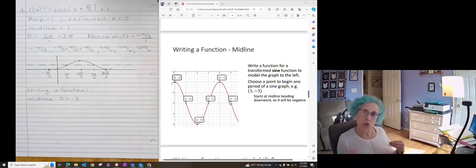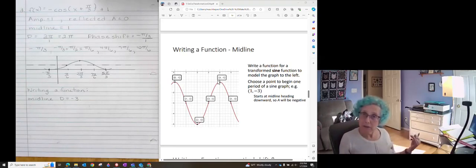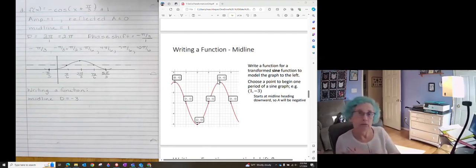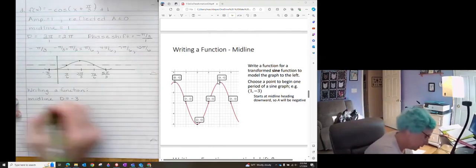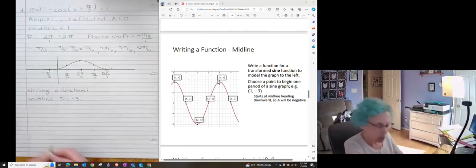Now, we also know that our A is going to be negative because from 1, -3, we're decreasing. If I had chosen my starting point as 3, -3, then I would have a positive A because I would be increasing. So you always have choices here. But I'm going to follow the PowerPoint, and we're going to start at 1, -3. So A has to be negative. Let's figure out what A has to be.